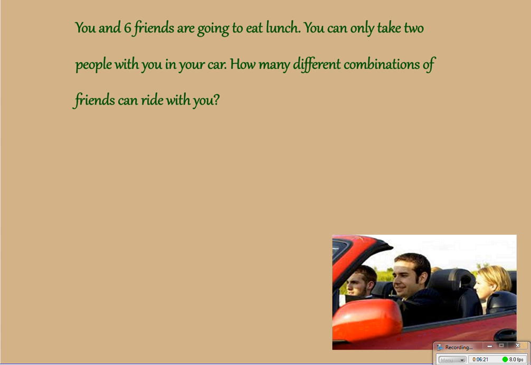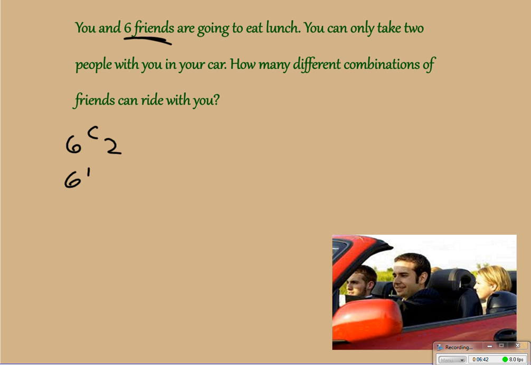You and 6 friends are going to eat lunch. You can only take 2 people with you in your car. How many different combinations of friends can ride with you? So you're obviously going to go in your car, but you have to pick which 2 of your other friends are riding with you. So that's going to be 6 choose 2. It doesn't matter if you get picked first or second, you're still riding in the car. We're not being picky about who's sitting where.